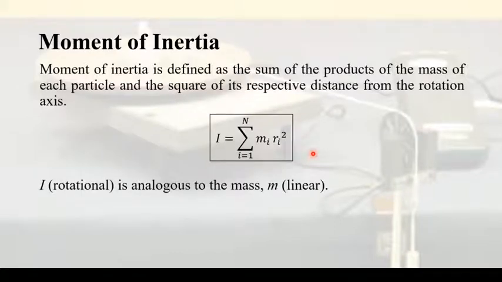So I is analogous to the mass. This is what I told you, they are analogous to each other. So if you want to use it in chapter 8, you use the symbol I. If you want to use it in a chapter, let's say 4, then you use m.